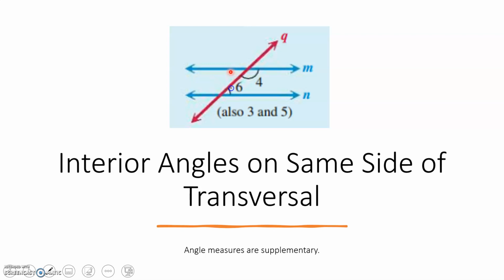Also, angle 3 here and angle 5. So 3 and 5 would also be interior angles on the same side of the transversal. Yep, 3 and 5 here. These are supplementary angles. And so these are the different relationships that are created whenever you take a transversal line and cut it through parallel lines.